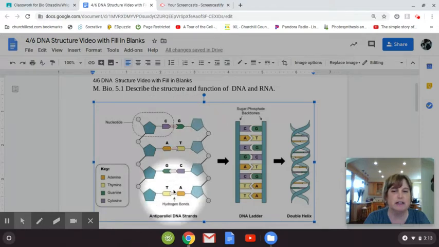So you have the steps of your ladder with your nitrogenous bases. So this is kind of a general picture, zoomed in a little bit, zoomed in a lot. And so that's what that looks like.